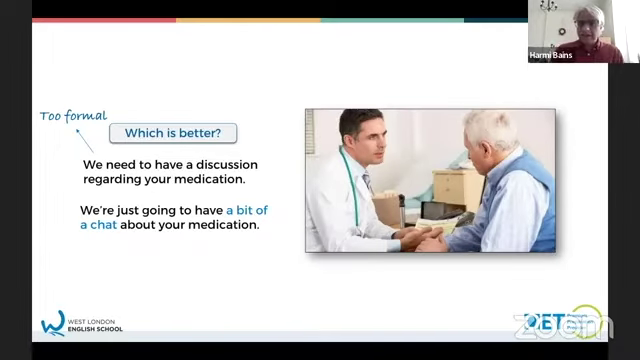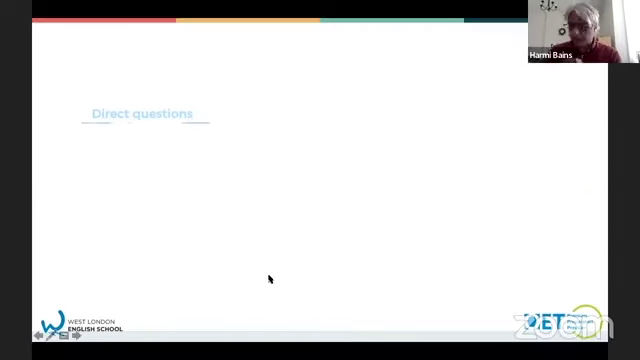You need to be polite, you need to be respectful as well. But you need to be quite casual as well. Remember, you want to be approachable. You don't want the patient to be scared of you. If the patient has any questions, they should be able to feel comfortable to ask you any questions. So let's have a look at some language then.